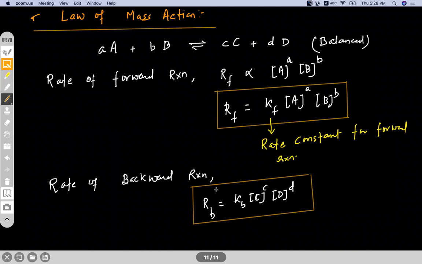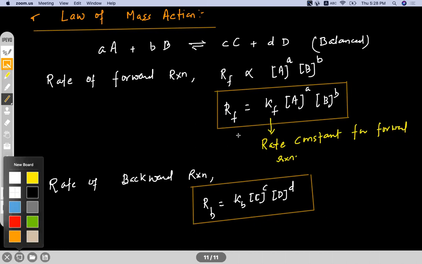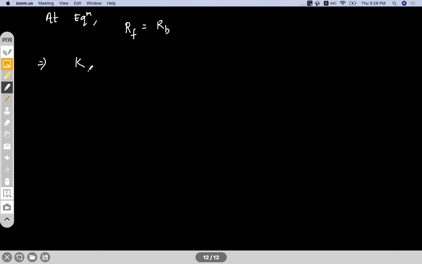Tell me the condition of equilibrium. Gayatri, what is the condition of equilibrium? RF equals RB. Yeah, that's right. So at equilibrium, we can say RF equals RB. Let's see what happens. I'll write down the expressions for RF and RB, and hence the expression would be KF concentration of A to the power a, B to the power b, equals KB concentration of C to the power c, concentration of D to the power d.